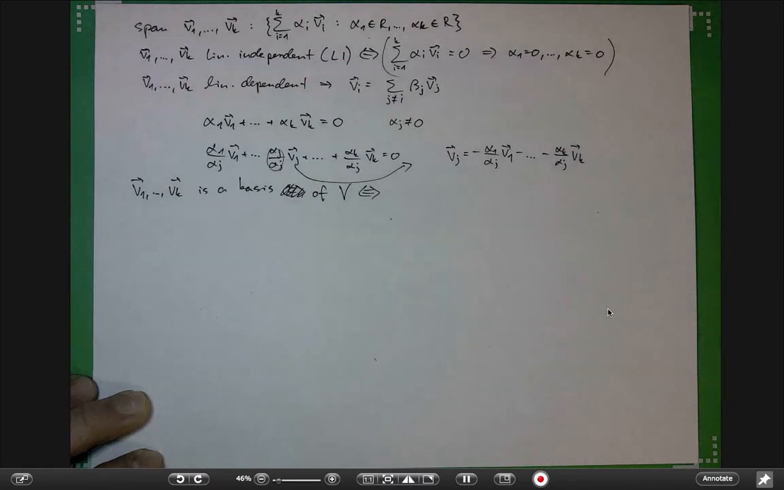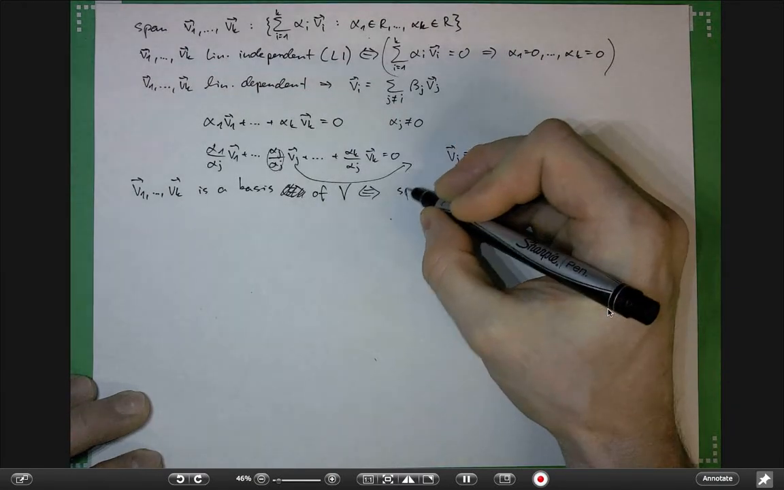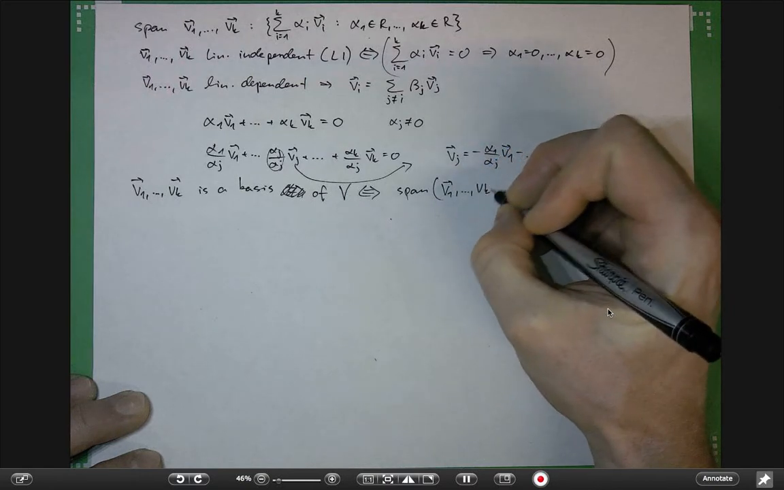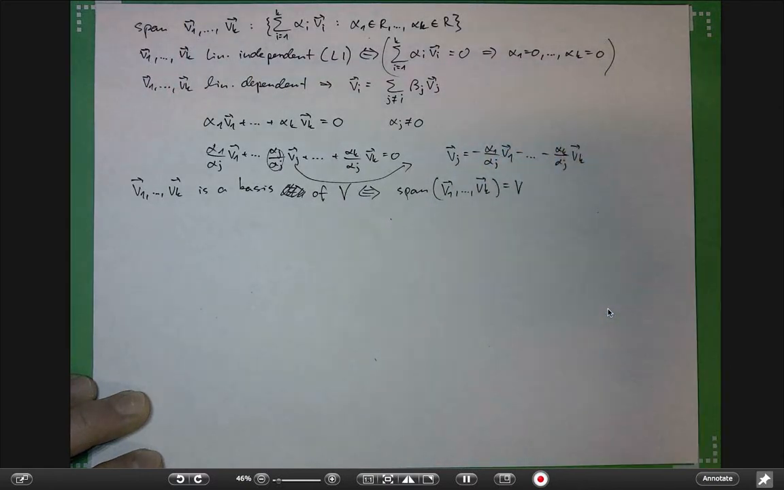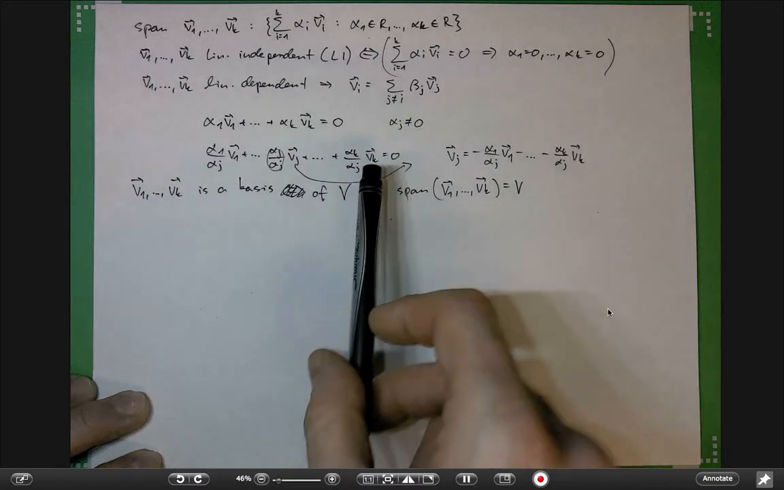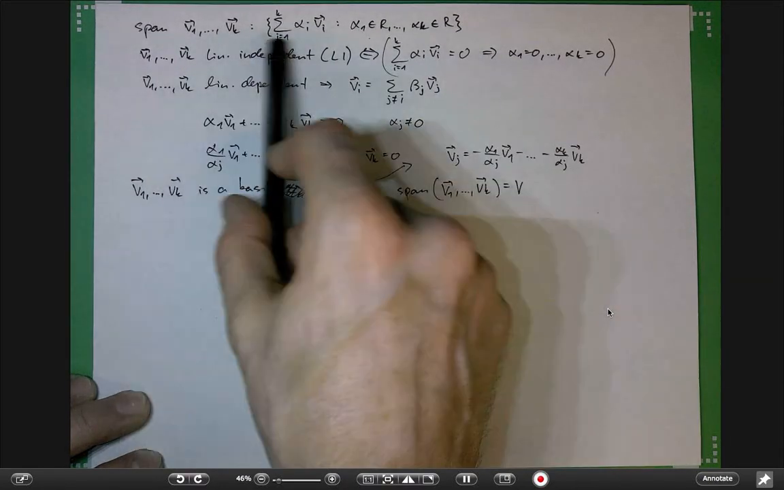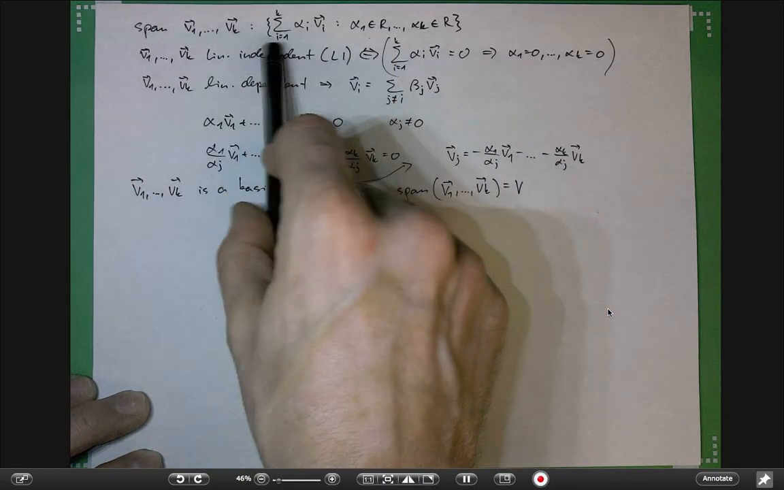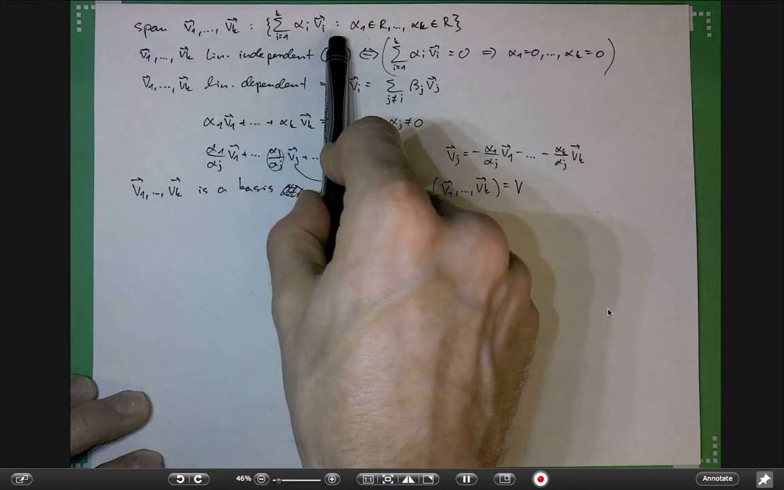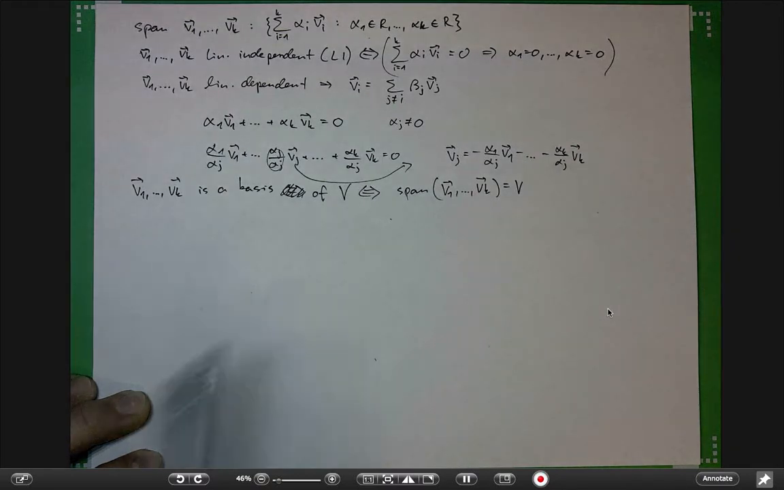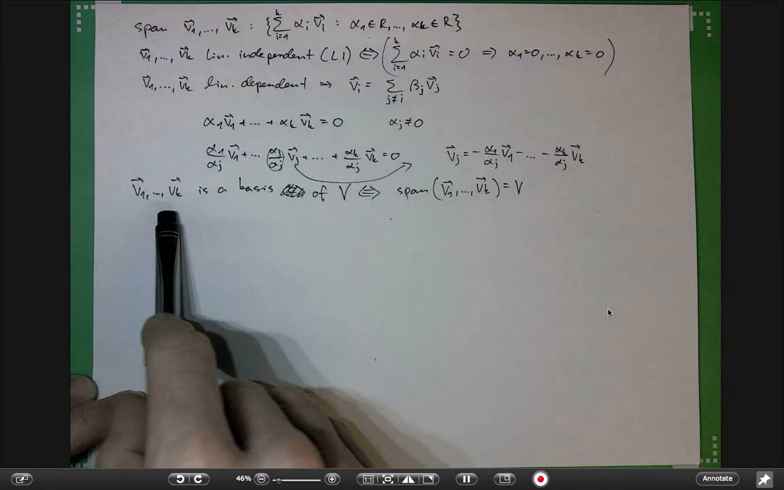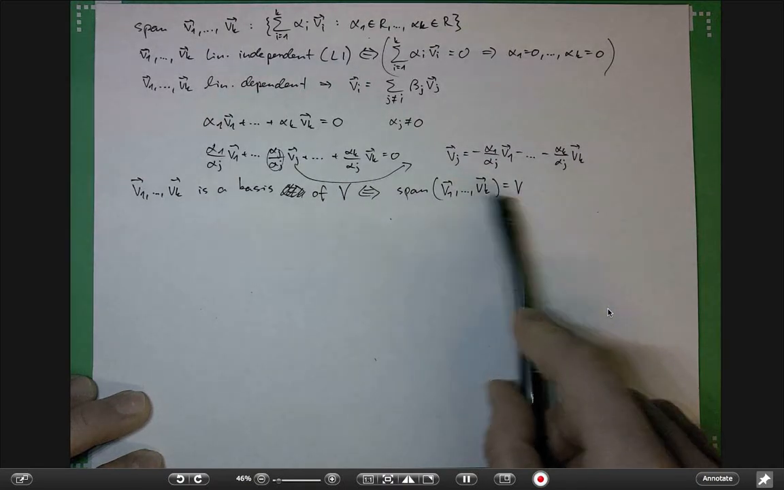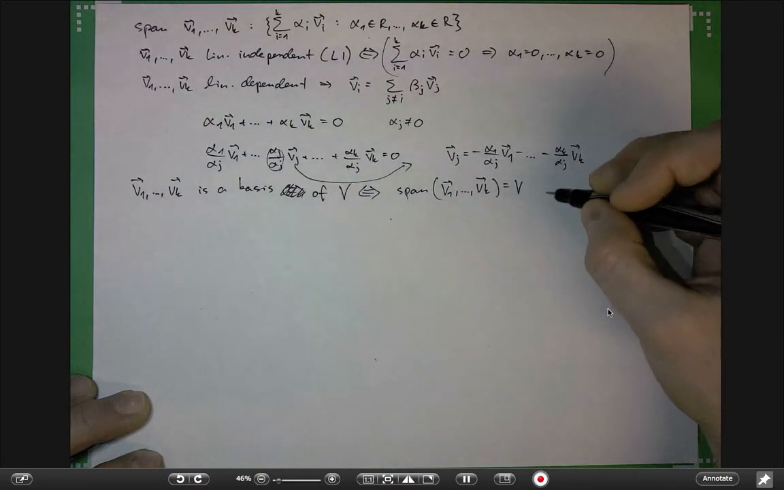So this one we can also say as: the span of V1 to Vk is V, right? That's a brief way to write it, because I defined the span, that's the subspace, you had subspaces, right? So this is the subspace of all linear combinations. And if it wants to be a basis, then the subspace of all linear combinations must be exactly the whole V. So that's condition number 1, and there is another one.